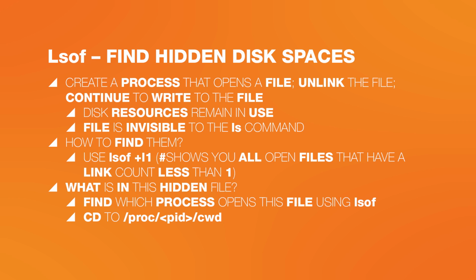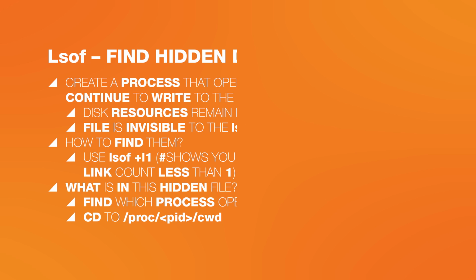I assume you have the prior knowledge of the basic Linux Unix file system to understand what a link count is. Please review it by yourself if you don't know. A link count less than 1 means the file is requested to be deleted. Once you find the open file, you can run lsof given the file you found to find which process has this file open.